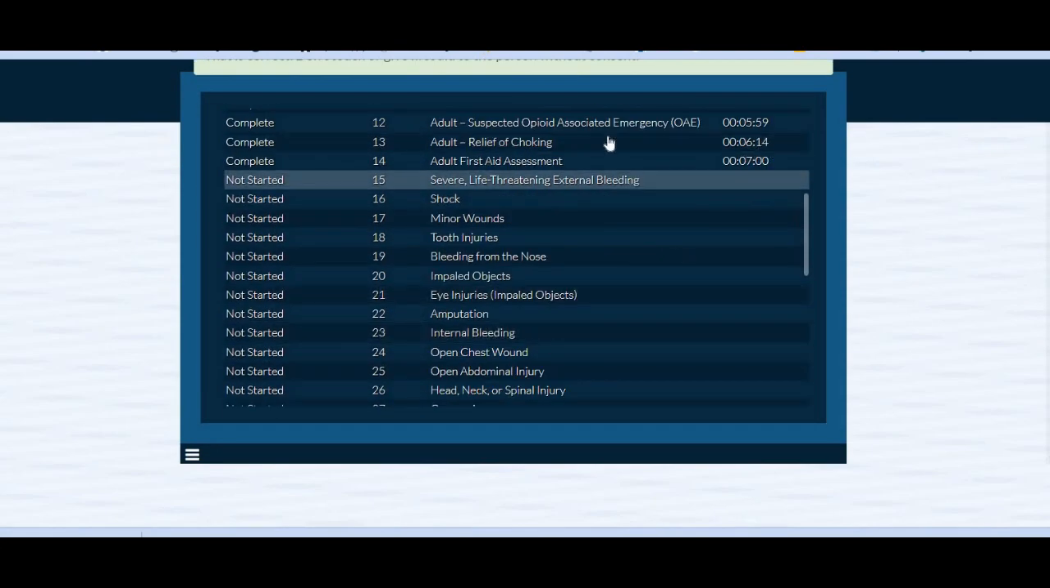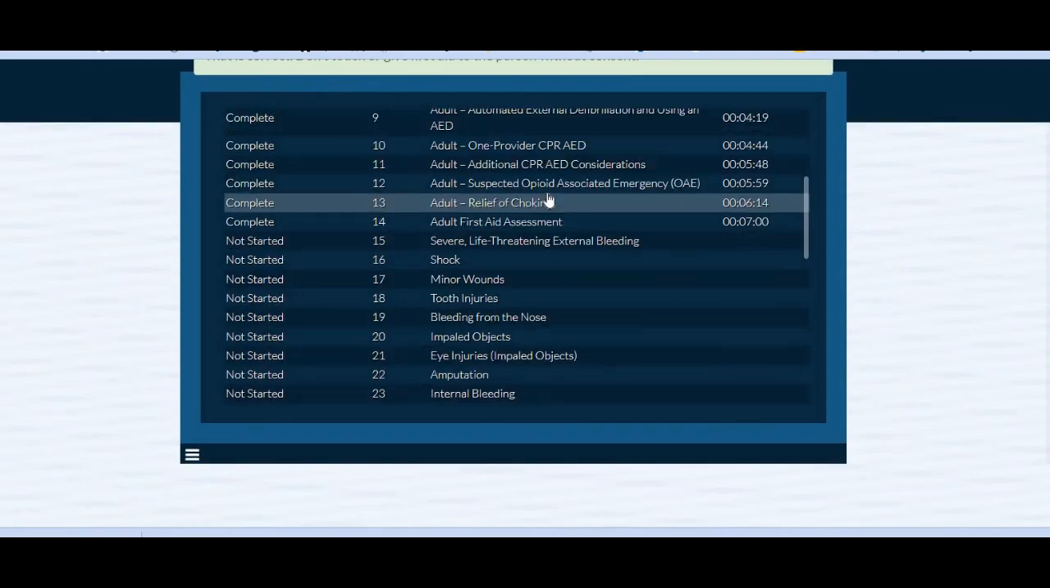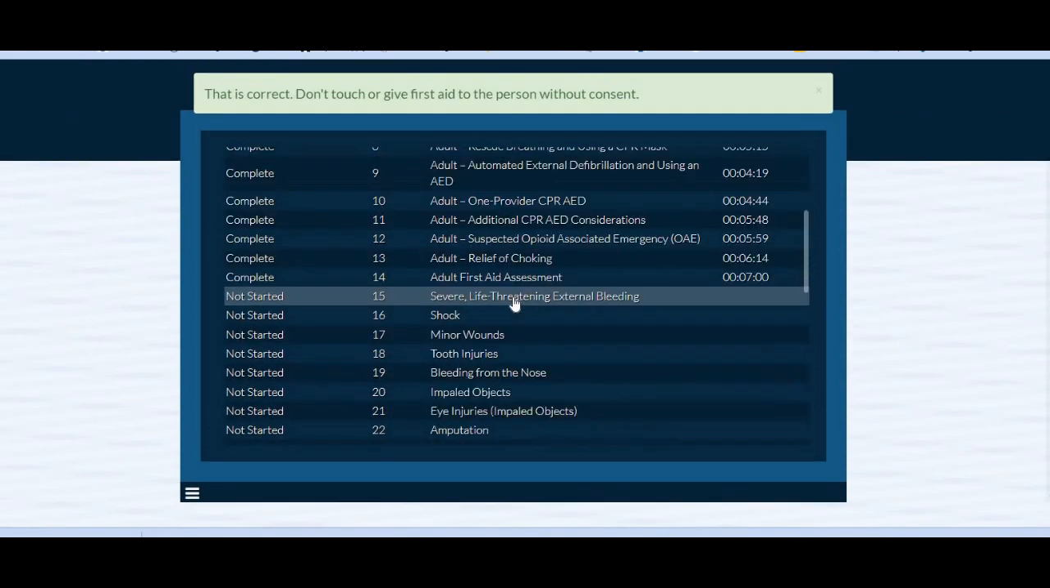Okay, I've completed all of the adult CPR, and then I'm going to do the first aid stuff next, and then lastly the child.